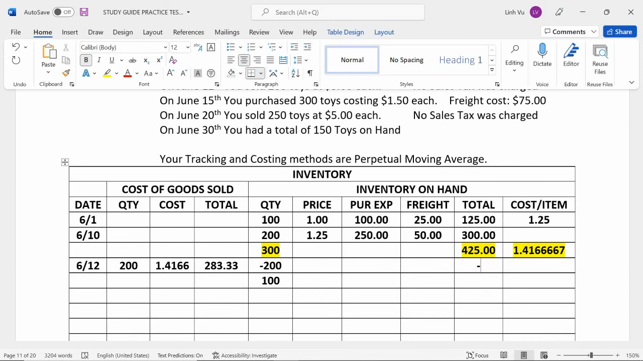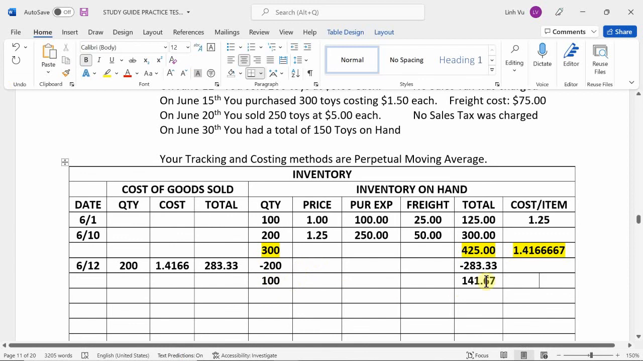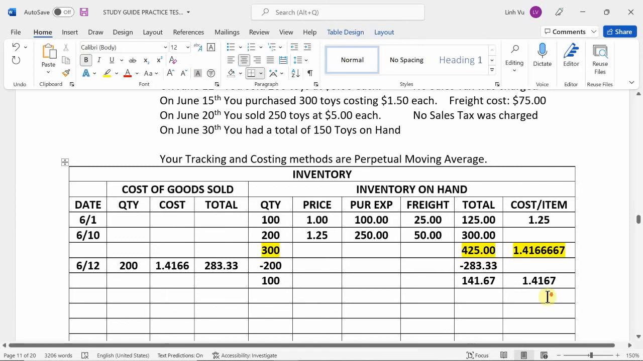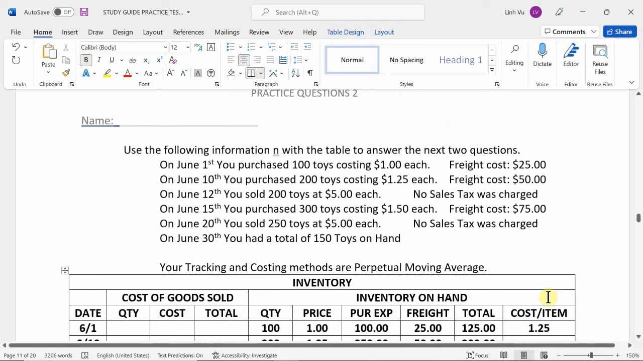Minus 283.33. So what should I have left remaining? 141.6666. Okay, or 67 because you have to increase it, right? Right. Okay. So therefore, that's my new value right now. So that should still give me $1.4167, right? So then let's see what happened next.